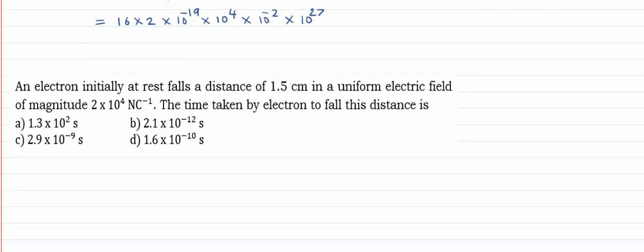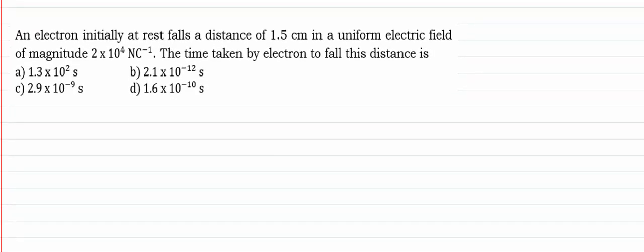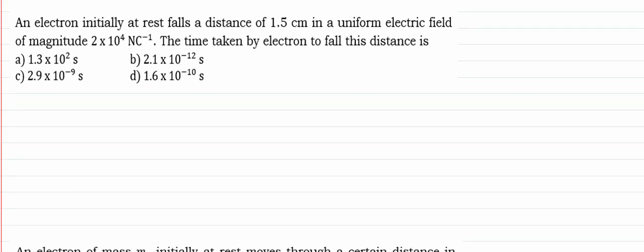An electron initially at rest. So he says that initially it is at rest, which means u is equal to 0. It falls a distance of 1.5 centimeter, and you should convert it into meters. It is in a uniform electric field of magnitude E, which is given. You are required to find the time taken.